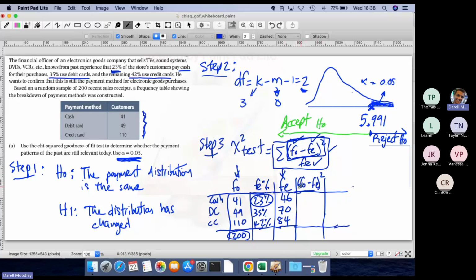So what does that mean? That means you subtract the two. Your F0 for the first row is 41, and then you subtract FE from it, which is 46.